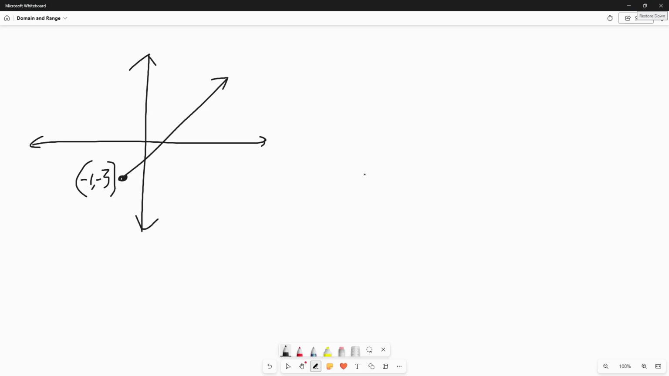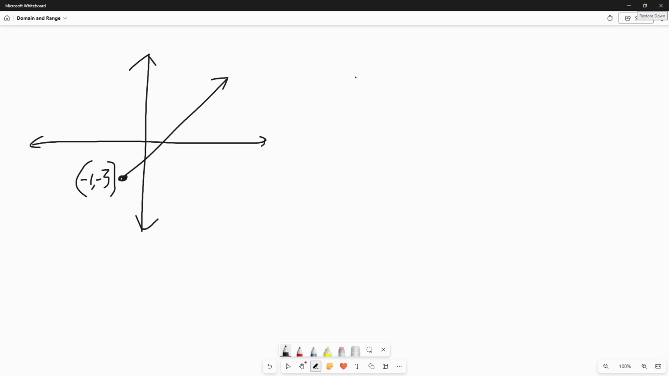The domain is a set of all x values inside the relation or function, and the range is a set of all y values inside the relation or function. So for example, if we have this graph right here, where it starts at the point -1, -3, and keeps going on until infinity. For the domain and range, there are multiple ways to write them, but in this video we're going to be focusing on interval notation.